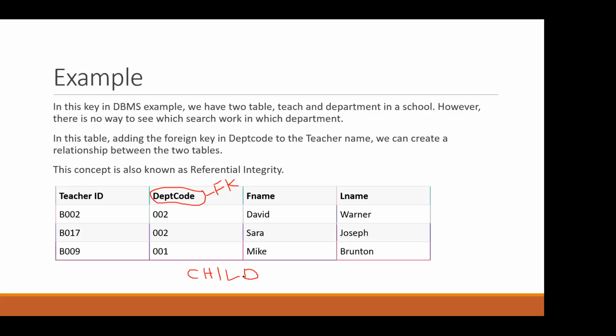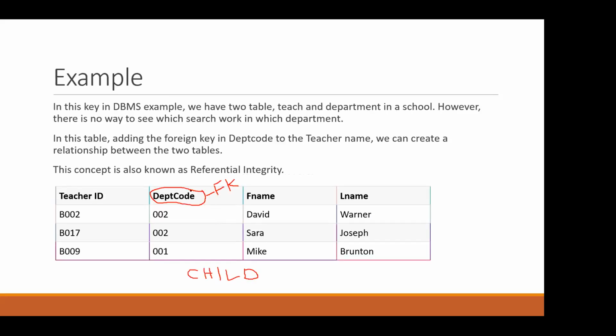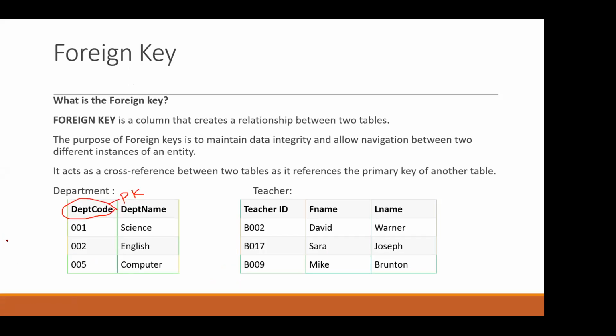Because this department code depends on the department table. That means the reference goes to the department table. So that's why we can call this table a child table. We are giving a reference to the department code from the department table, so now we can refer to that table as the parent table.